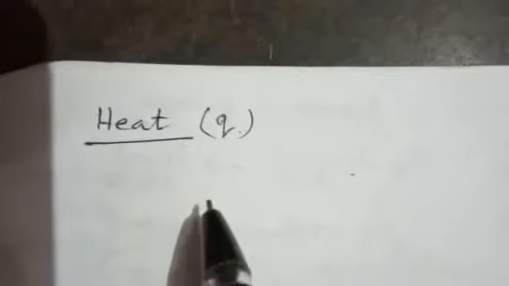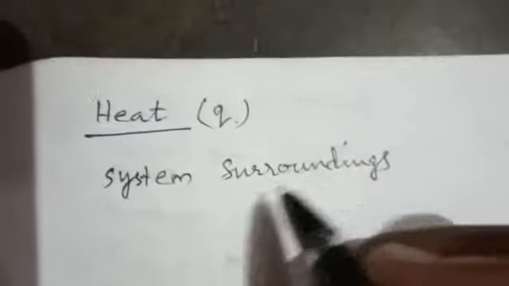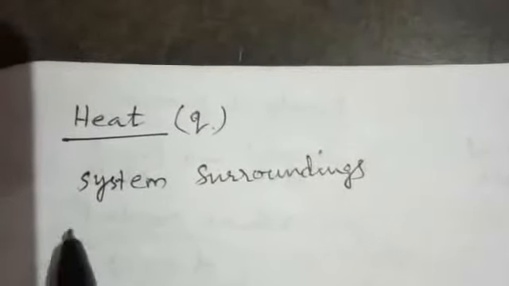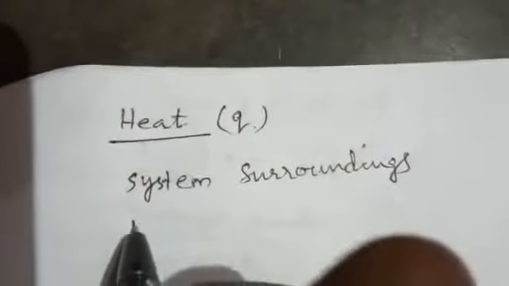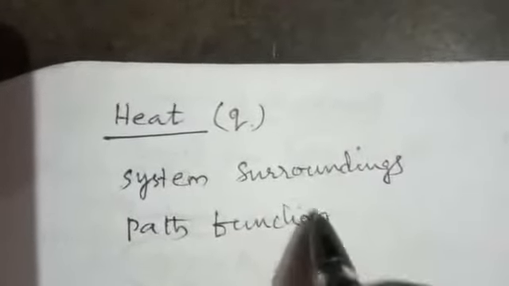Next topic, heat. Heat, symbol Q, in thermodynamics. Heat is the energy transferred across the boundary separating the system from its surroundings. It arises from the temperature difference between the system and surroundings. Heat is one of the path functions.